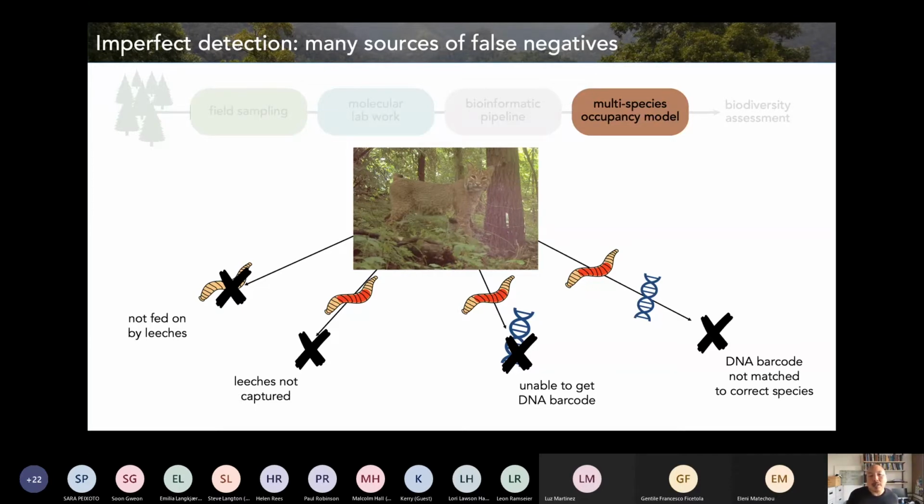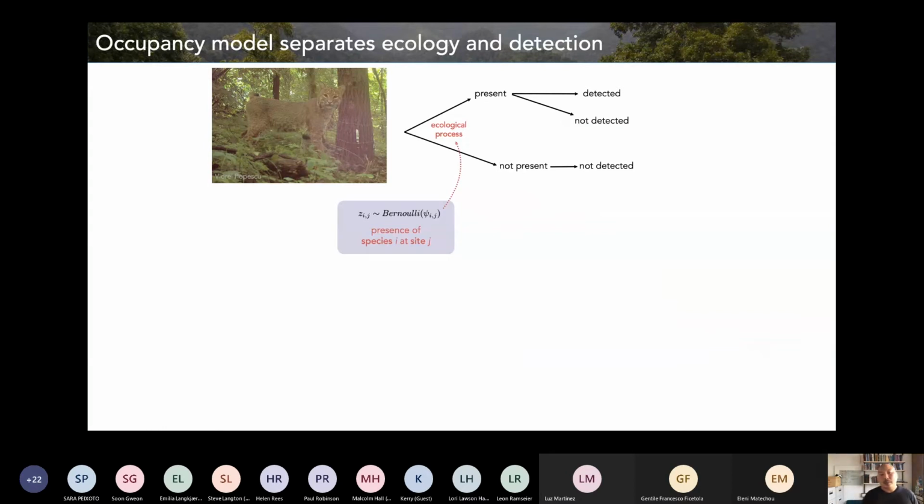And so a multi-species occupancy model tries to separate and model two different things, right? A species may or may not be present in a place, and even if it is present, it may or may not be detected by your leeches. So that's essentially two processes, right? So we have a coin flip where the chances of being present or not present is dependent on some environmental conditions. In our case, it was elevation and distance from reserve edge, and then that tunes the coin flip.